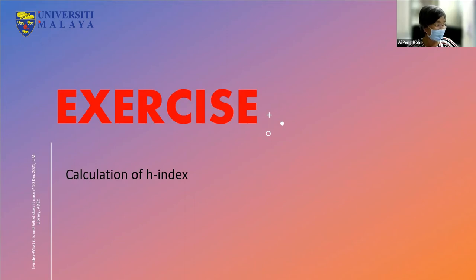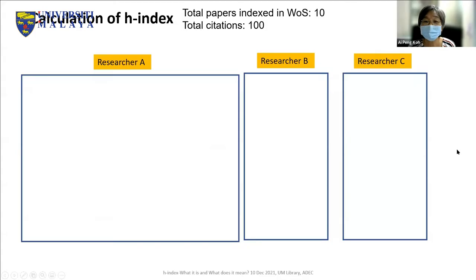How to calculate the H index? Any idea? Okay, I give you a context. Calculation of H index: total papers published in Web of Science, 10, and the total citations received is 100. So, can anyone make a wild guess? What is the possible H index for researchers A, B, C? What is the possible H index they will receive for researcher A, or anybody with the total papers published in Web of Science, 10, total citations 100? Just make a wild guess. What is the possible H index for all these researchers? Three researchers.